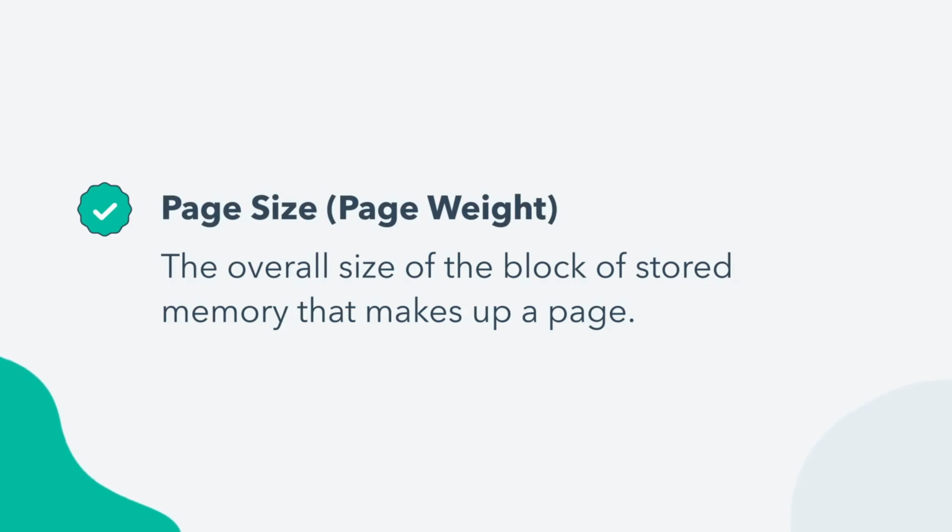Let's dive into the elements on a web page that impact page size. Page size, also known as page weight, is the overall size of the block of stored memory that makes up a page. If you reduce the overall size of a page, you will increase the load speed. Minification and compression reduce the overall size of your HTML, CSS, and JavaScript files. But what about the elements that these files actually include?